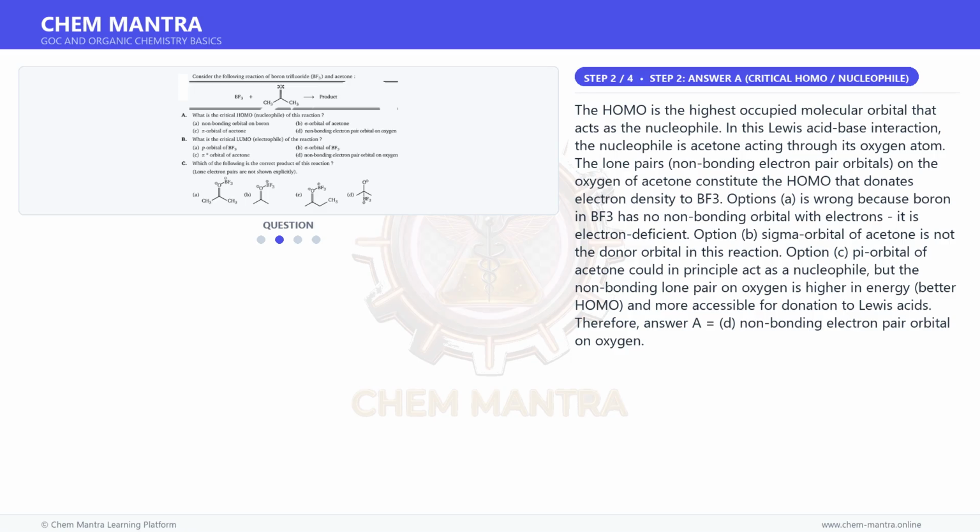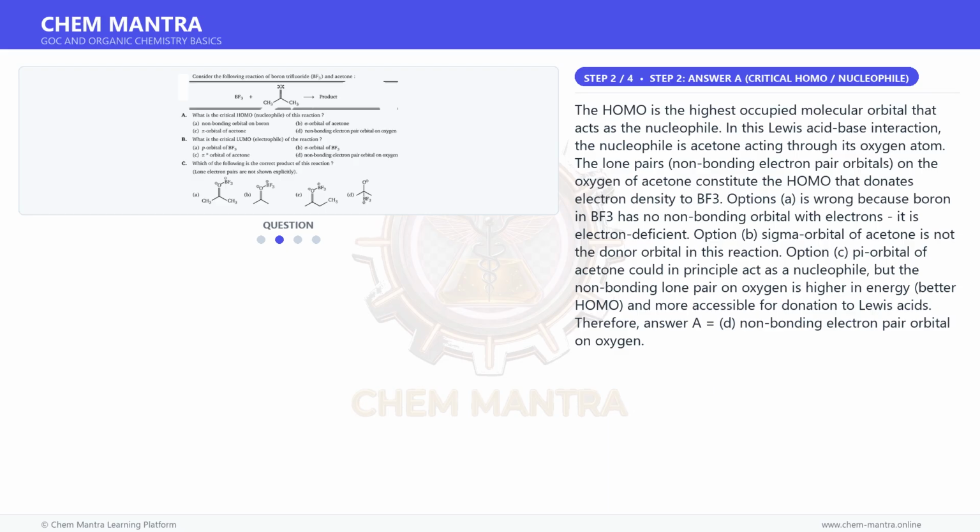The HOMO is the highest occupied molecular orbital that acts as the nucleophile. In this Lewis acid-base interaction, the nucleophile is acetone acting through its oxygen atom. The lone pairs, non-bonding electron pair orbitals, on the oxygen of acetone constitute the HOMO that donates electron density to BF3. Option A is wrong because boron in BF3 has no non-bonding orbital with electrons, it is electron deficient.